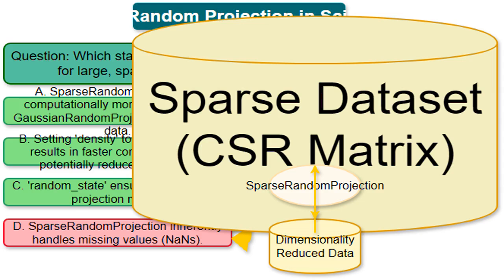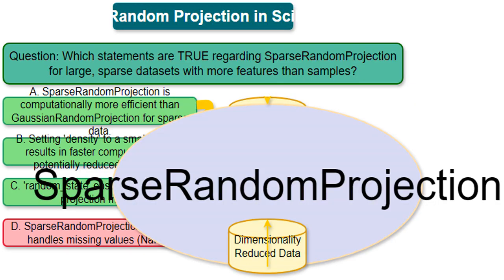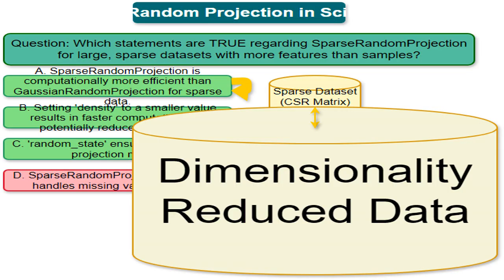I'm working with a sparse dataset, meaning it has many zero values. It's in CSR, compressed sparse row, matrix format, a common efficient way to store sparse data. This is the specific algorithm I'm using to reduce the dimensionality of my sparse dataset. My goal is to get a lower dimensional representation of my dataset after applying sparse random projection.